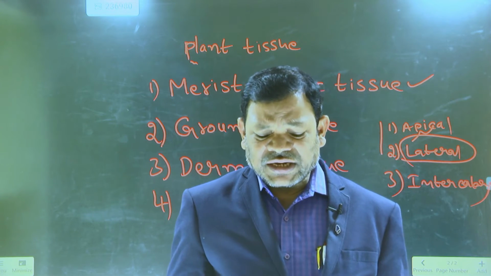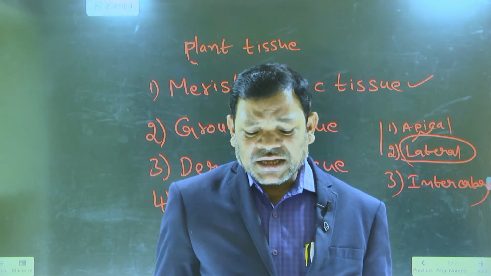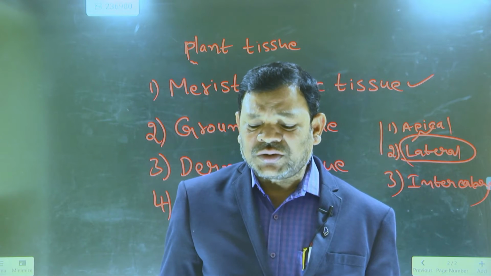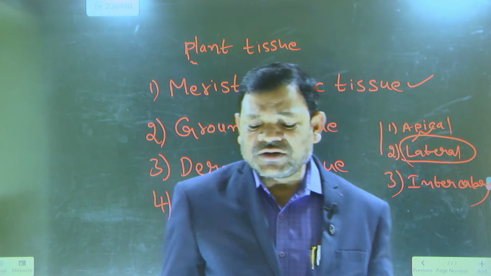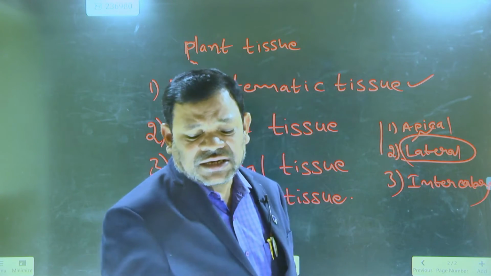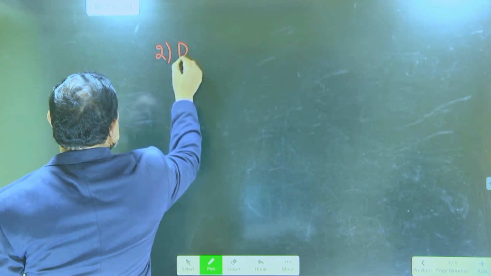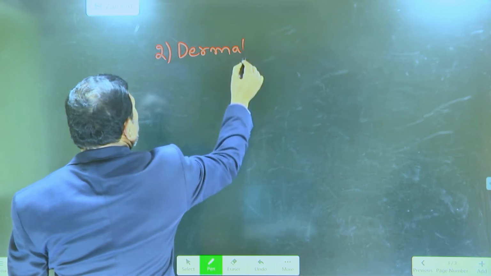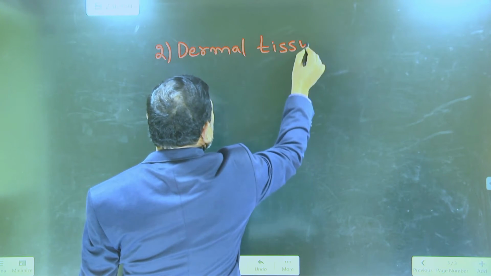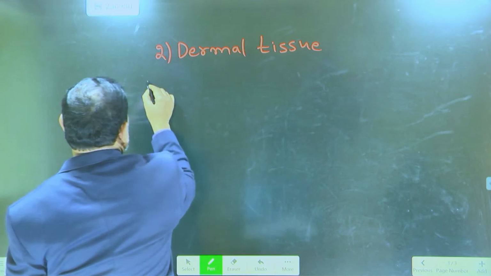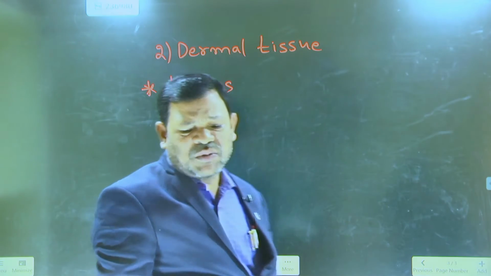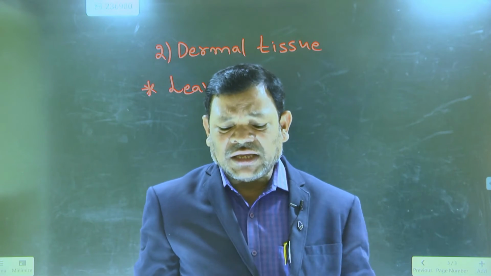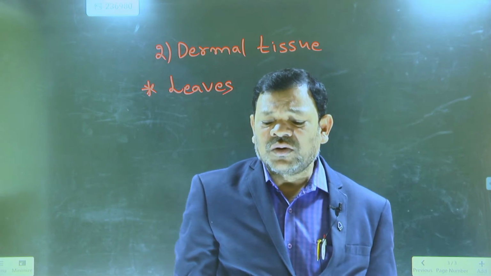Now the second one is dermal tissue. Dermal tissue usually consists of a single layer of cells showing variation in types. This dermal tissue is present in the leaves. Actually, the dermal tissue is divided into three types.